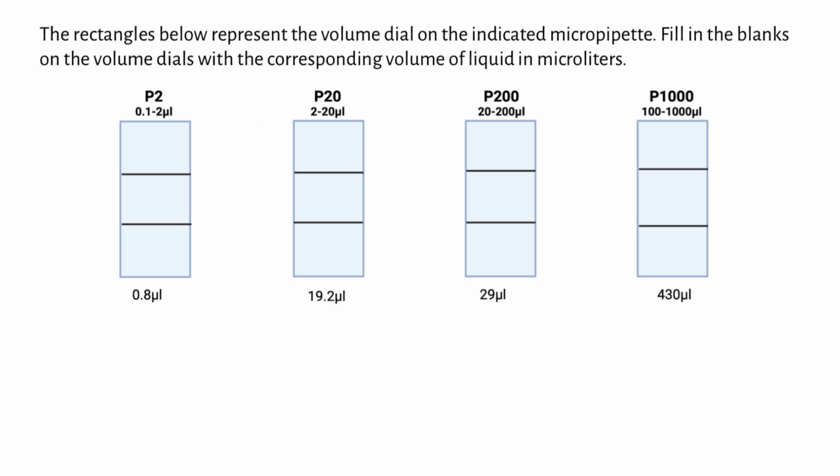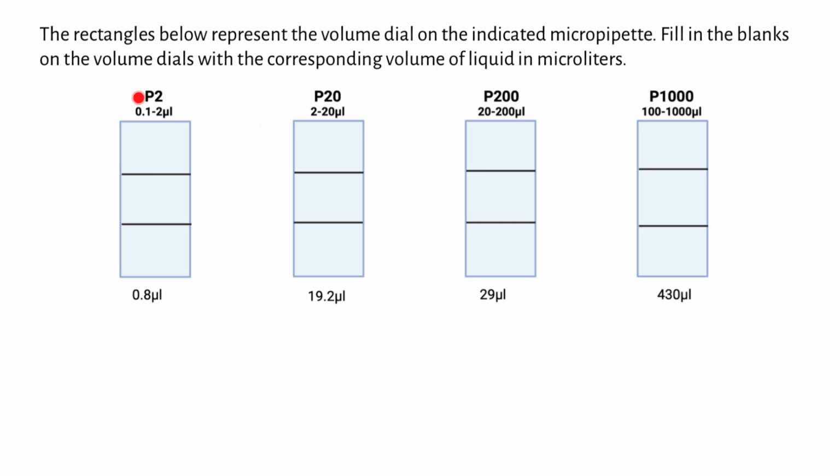So here's a problem. The rectangles below represent the volume dial on the indicated micropipette. Fill in the blanks on the volume dials with the corresponding volume of liquid in microliters. And here are the names of the micropipettes, and we have to fill in these blank rectangles.